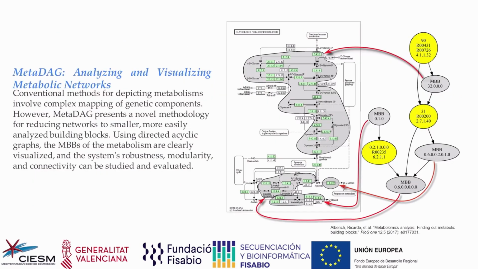One approach is, for example, to reduce the network to some compressed form that we call a minimum metabolic block. Imagine we have an input here and an output here, so we can compress everything inside into one small block. Then we can make things easier with this metabolic block. This approach is called MetaDAG.